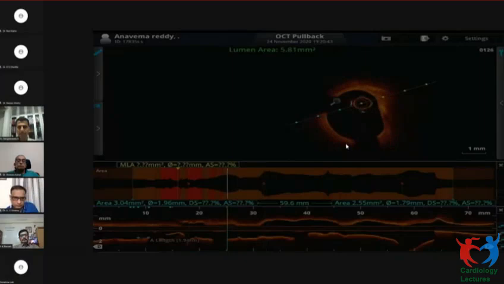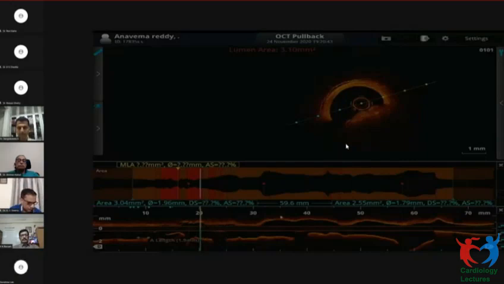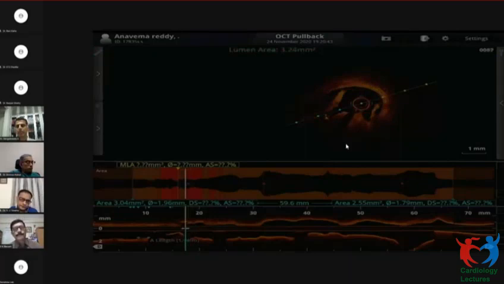This is proximal to the LAD D1 bifurcation. There is significant eccentric calcification, and you can see very clearly, at the site, one wire going into the LAD and one entering into the diagonal. You can see the two wires very clearly. Now this is the origin of the diagonal, but that is very, very critical, because the diagonal also has significant narrowing at the ostium.